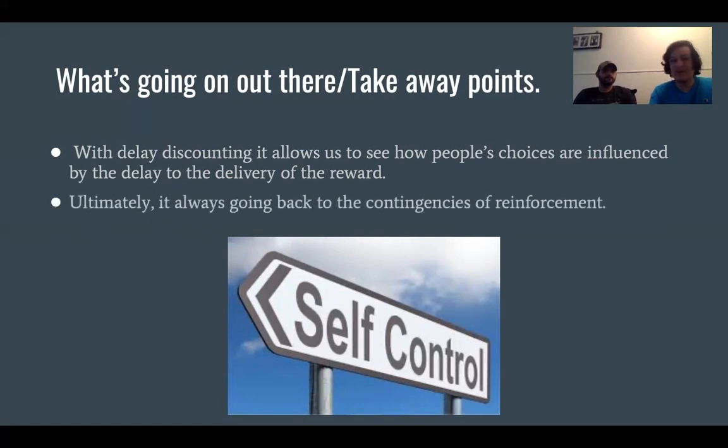Also, it always goes back to the contingencies of reinforcement, right? So it's not that you're impulsive and you're doomed. You're always going to be impulsive. Look at those contingencies that are operating in your environment. Why are you making that choice? It might not be because of that internal trait. It might be some other stuff that is shifting your behavior.